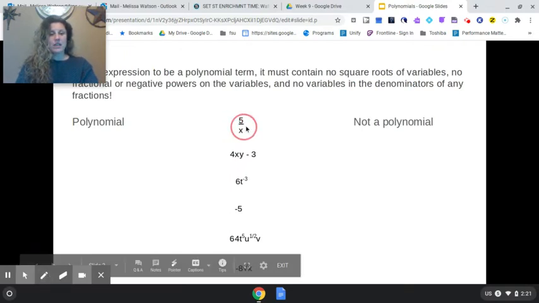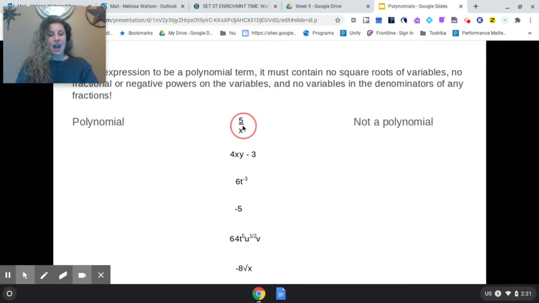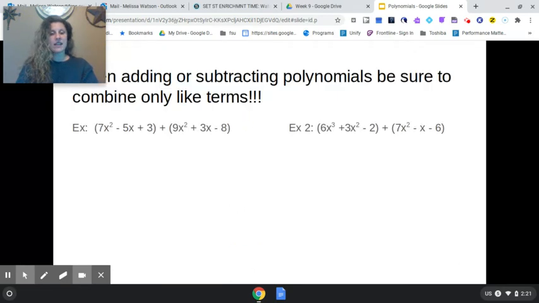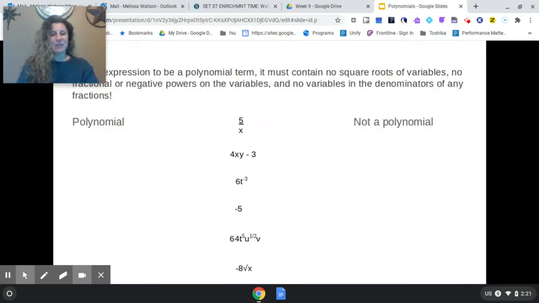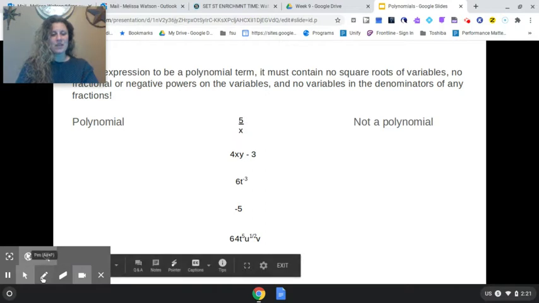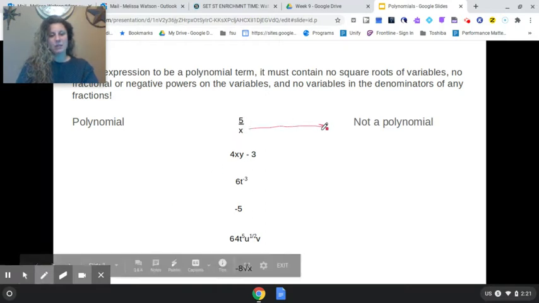So the first one we're going to take a look at is 5 over x. We're trying to decide, whoops, sorry about that. Is that a polynomial or is that not a polynomial? So notice that we have a variable in the denominator. This is not okay. So we would determine that this one is not a polynomial.